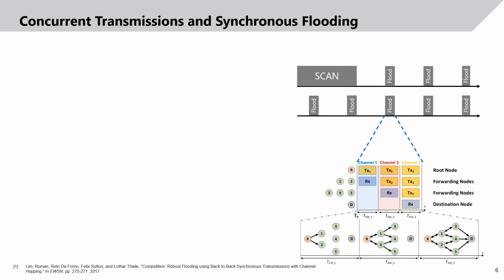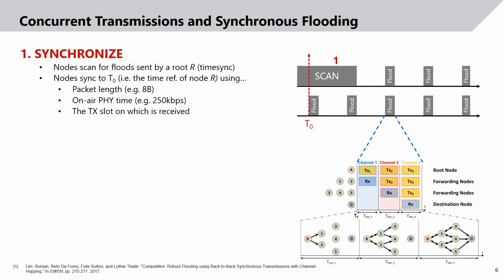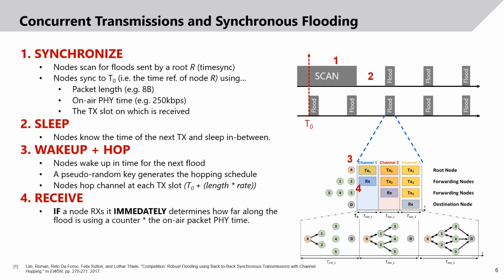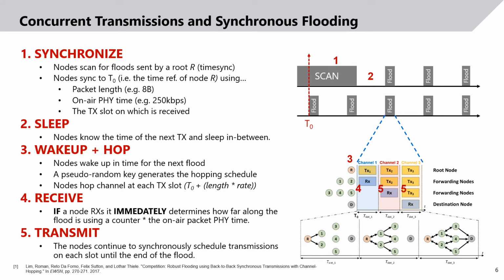Now these protocols work in a number of different ways. There's quite a few out there, but generally what happens is that nodes will synchronize to an initiator. They'll then sleep because they know the next flooding period. Just before the next flooding period, they'll wake up and they'll begin to hop channel depending on some pseudo-random channel hopping pattern. They'll then receive a transmission from an initiating node, and they'll immediately begin to transmit. And because they don't care about contention, they don't need to negotiate any sort of transmission schedule with their neighbors.